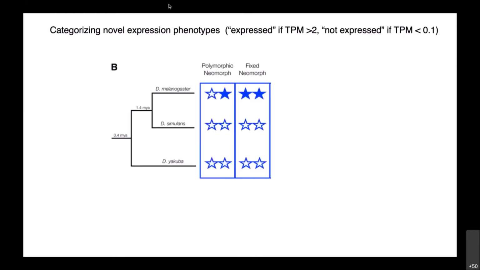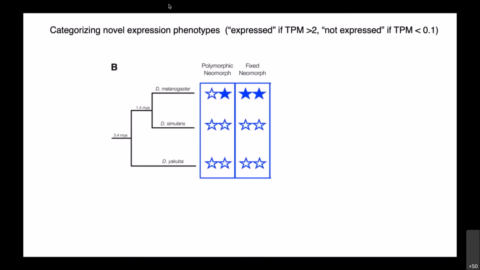So this is a little diagram which is showing us in the first vertical blue column a polymorphic neomorph. I'm going to refer to these gain of expression variants as neomorphs, even though we don't have data showing that they're gain of function variants. So the first blue column is a polymorphic neomorph, and the second one is a fixed neomorph. So how do we categorize genes into these two categories?